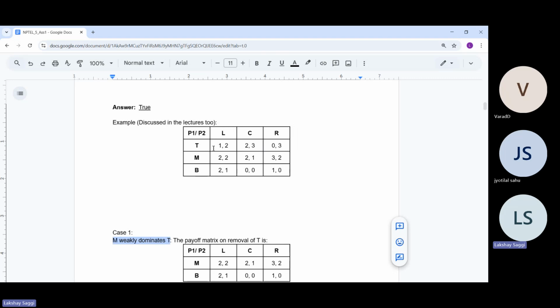And why is this the case? You can see that this is the strategy T and this is the strategy M. These are the strategies for the row player, so while discussing domination we'll have to compare the first values of the tuples. If the column player has played L, then on playing M we get a payoff of 2 and on playing T we get a payoff of 1. Since 2 is greater than 1, M is a better strategy than T.